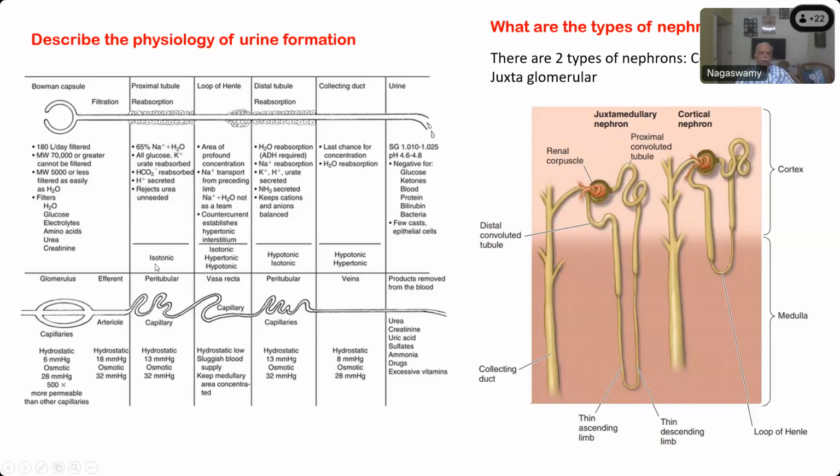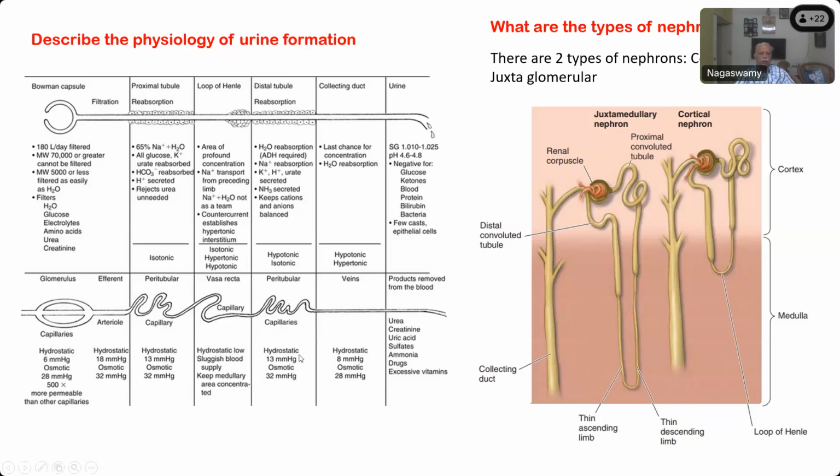So the filtrate fluid, we cannot call it urine at this stage, will be isotonic in the proximal tubule. Then as it enters the loop of Henle, it is isotonic, then becomes hypertonic, and at the end, when it goes out through the ascending thick limb into the distal convoluted tubule, it becomes hypotonic. So all the three things will be there in the loop of Henle.